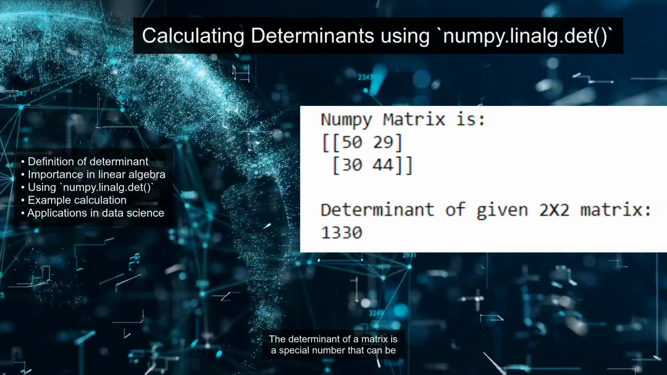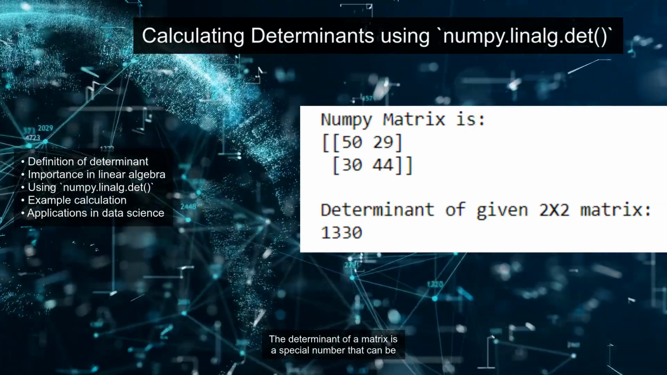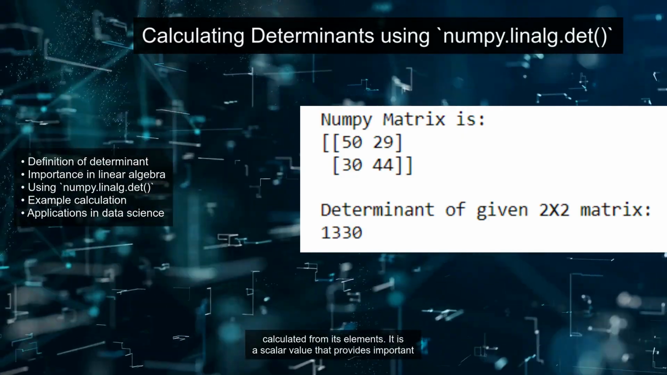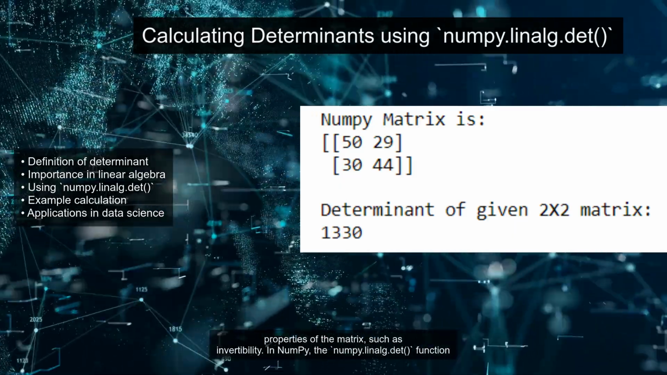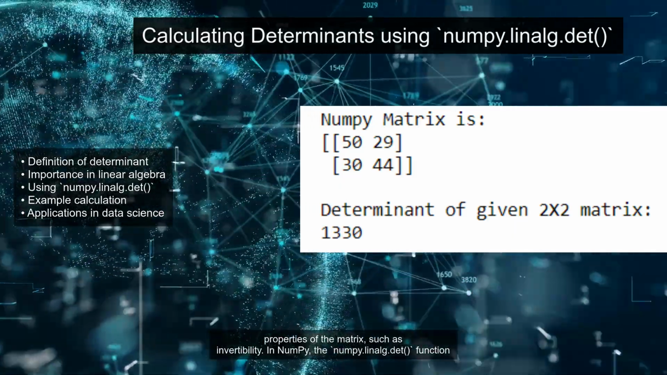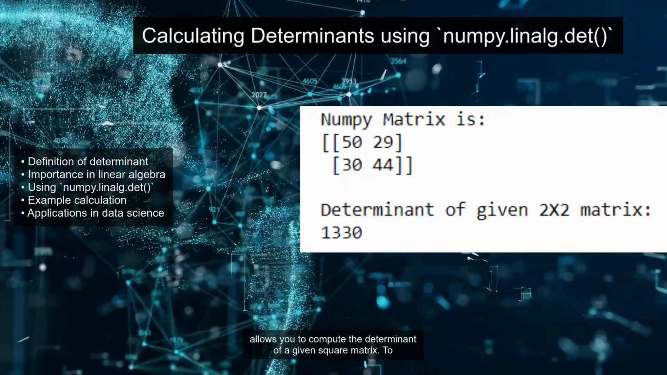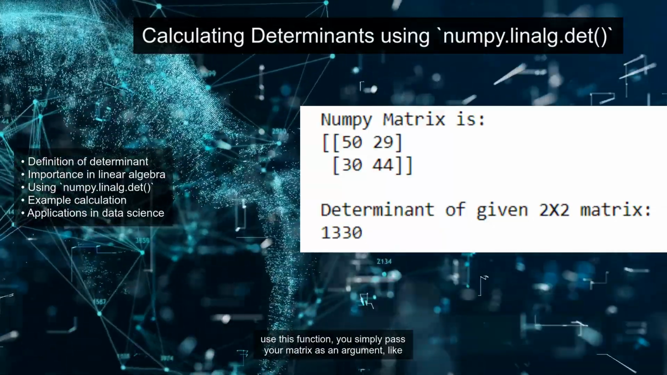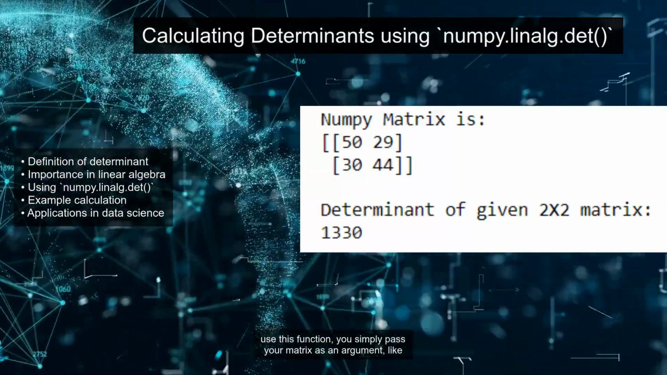The determinant of a matrix is a special number that can be calculated from its elements. It is a scalar value that provides important properties of the matrix, such as invertibility. In NumPy, the numpy.linalg.det function allows you to compute the determinant of a given square matrix. To use this function, you simply pass your matrix as an argument, like so.